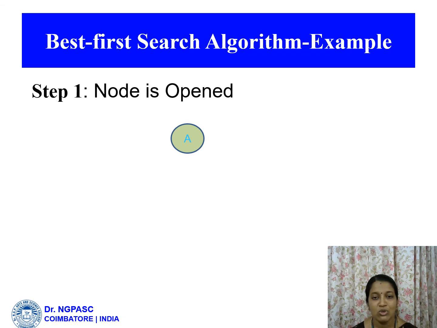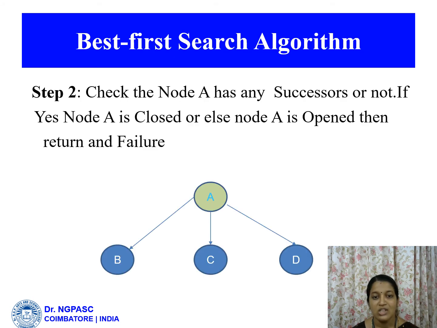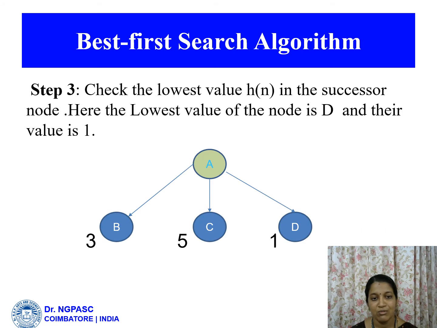So we have to check whether the node is opened or closed. If it's open, we have to stop and return failure. If it is closed, we have to check whether any successor node of node A is there or not. So check whether node A has a successor node or not. If yes, node A is closed, or else node A is open, then return failure.